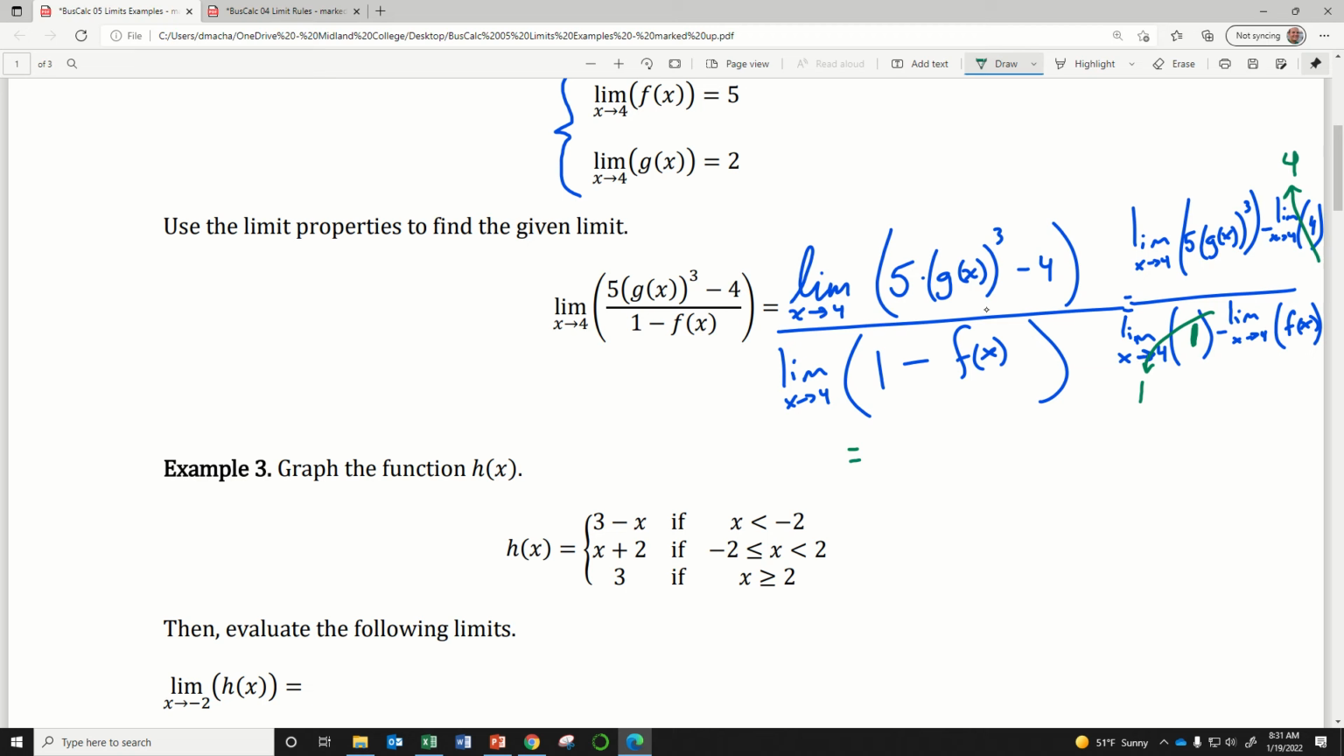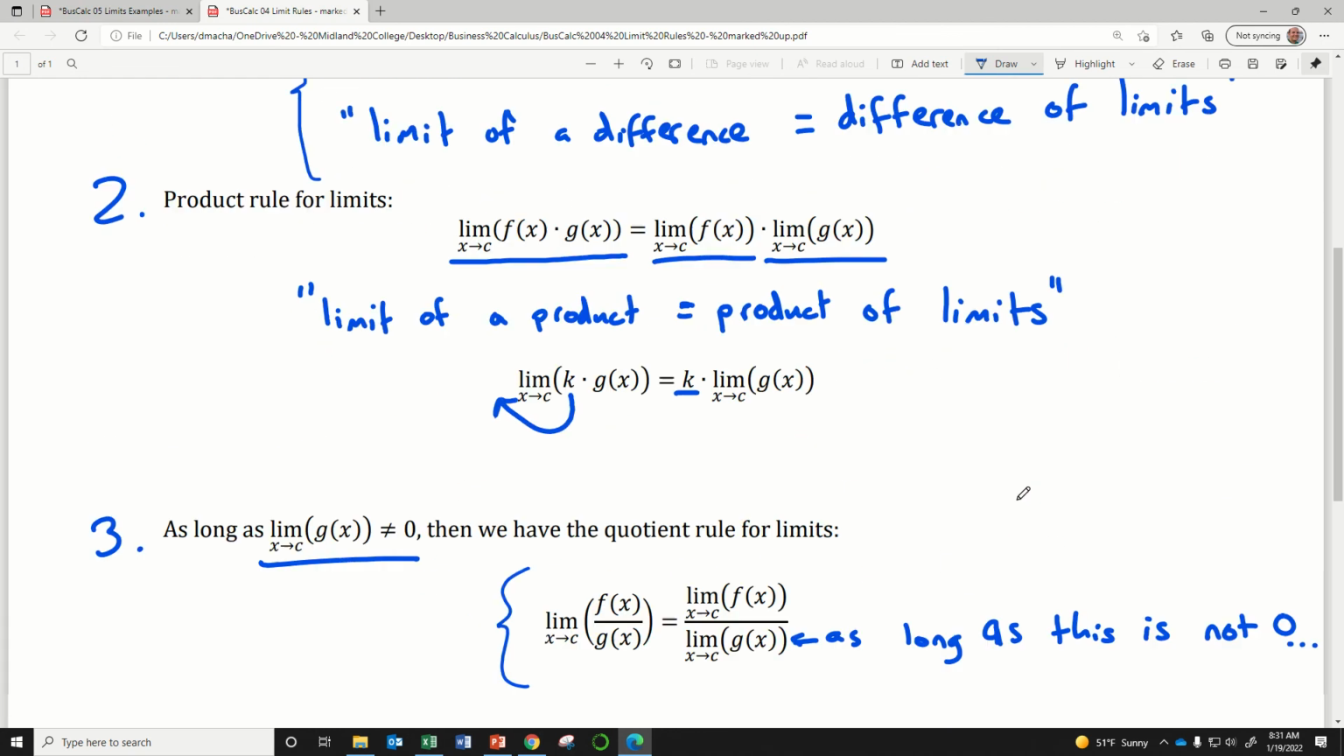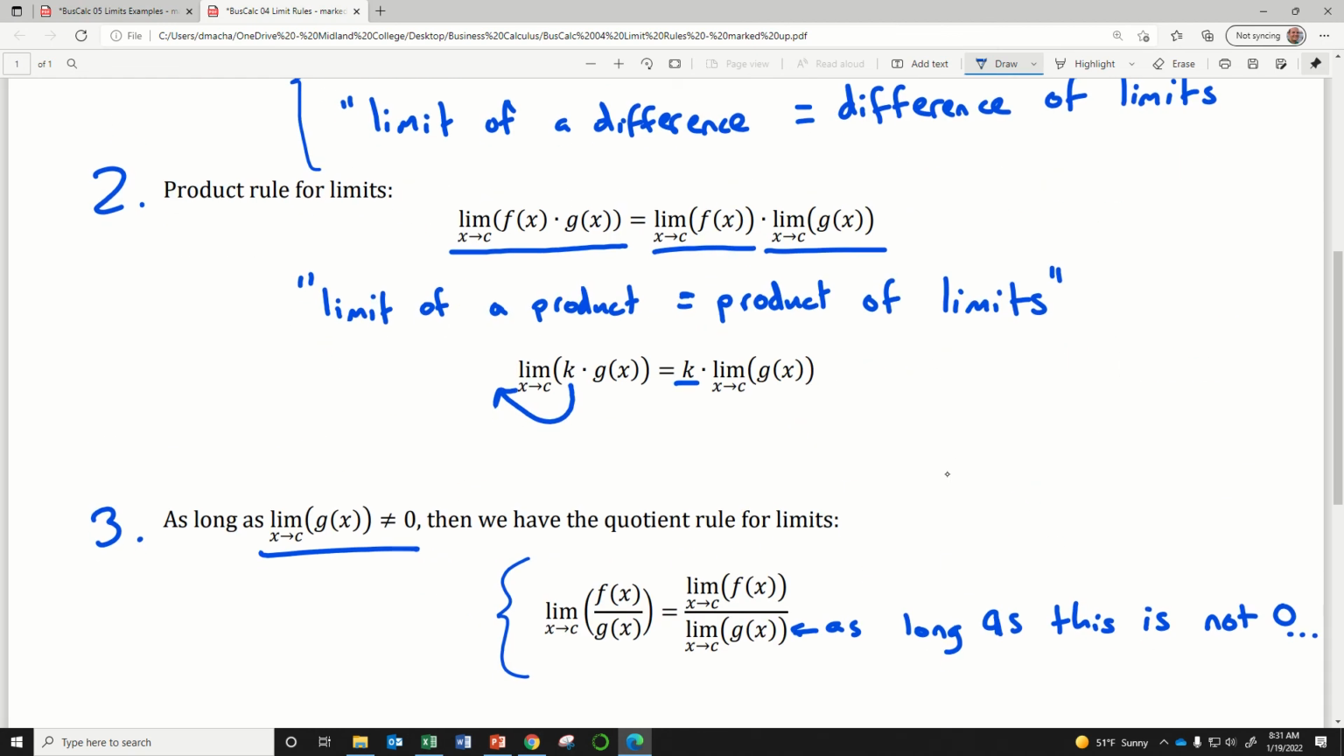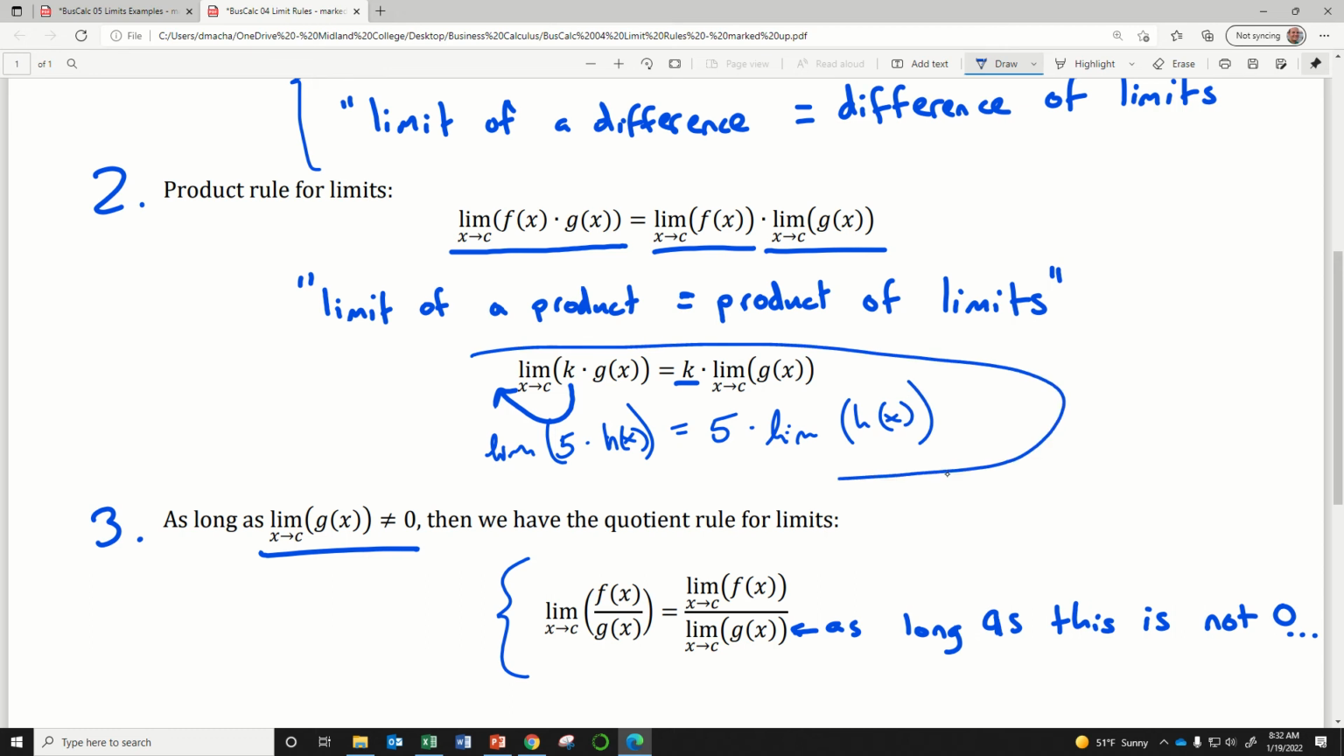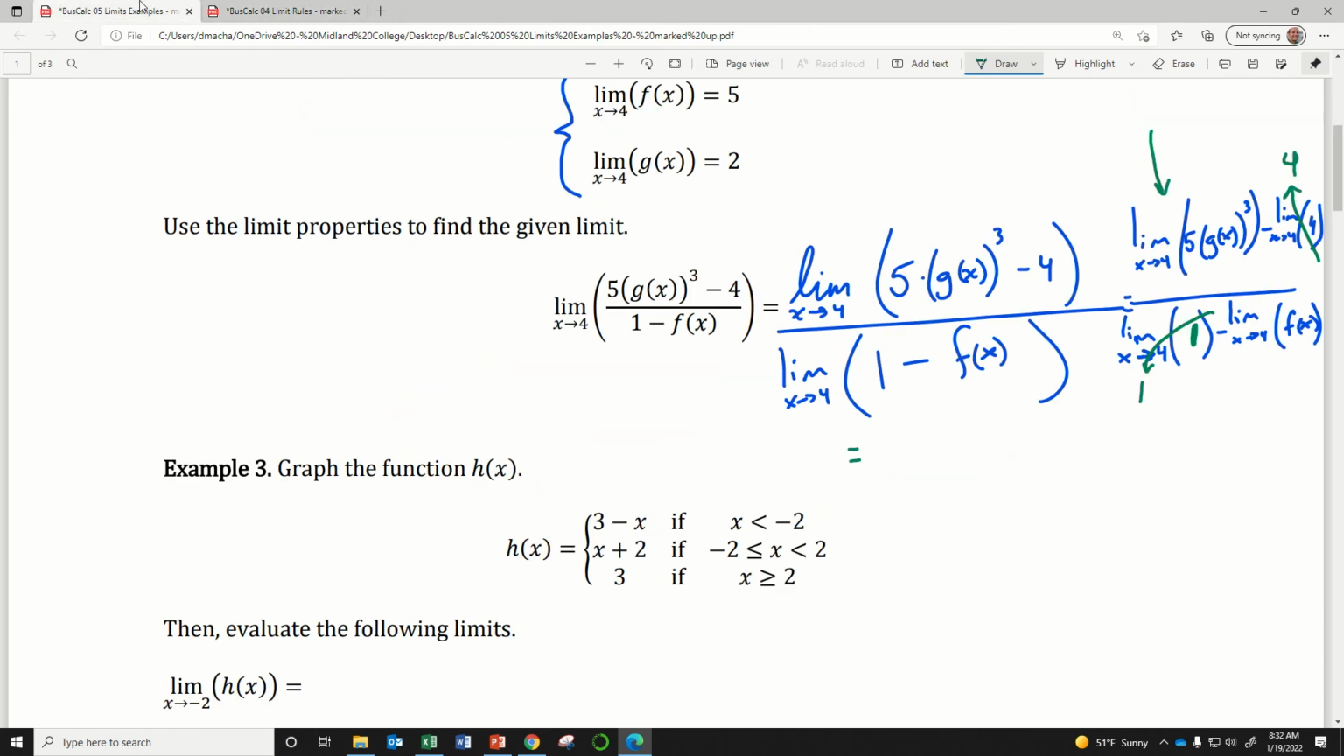Then, in the numerator, I still have this limit as x approaches 4 of 5 times g of x cubed, but there's a limit rule for products, which is to say that if I have 5 times something, like an h of x function, and I'm taking the limit, this is just 5 on the outside of the limit, times the limit of h of x, right? This is what this is telling me. If there's a constant multiplier inside your limit, you can just pull it outside of the limit. And so this is what I'm going to do here.